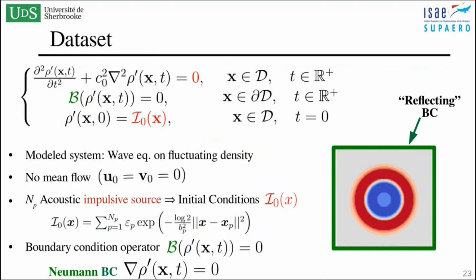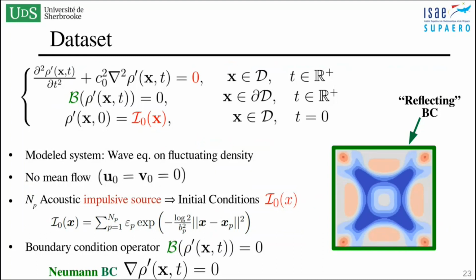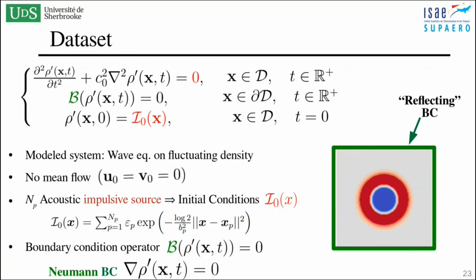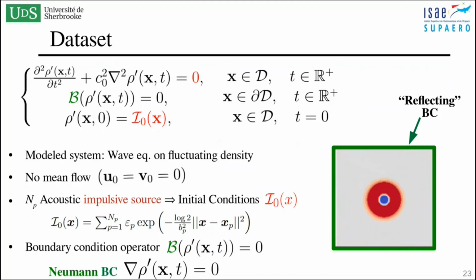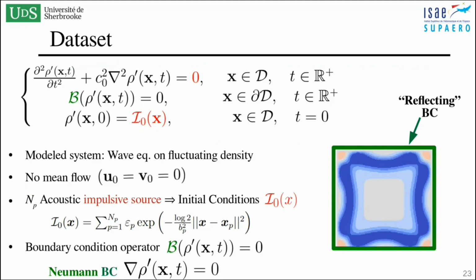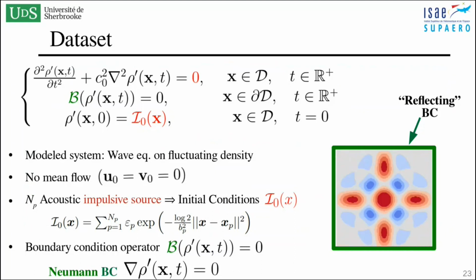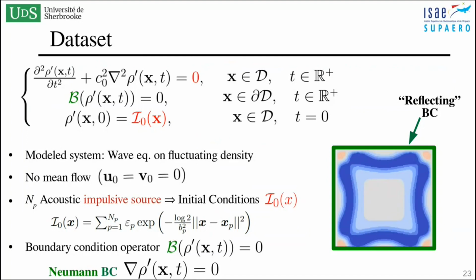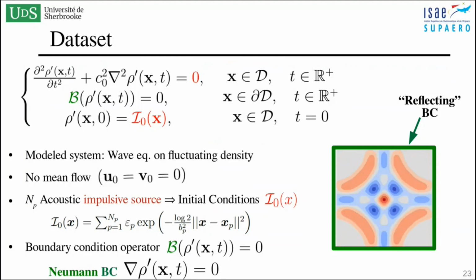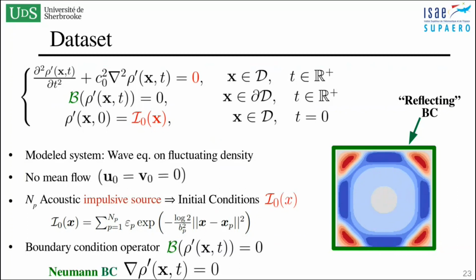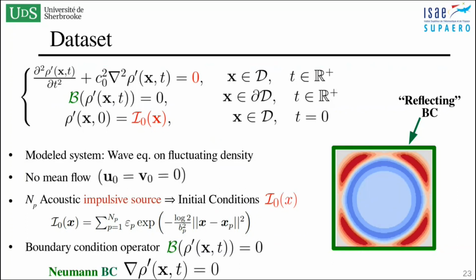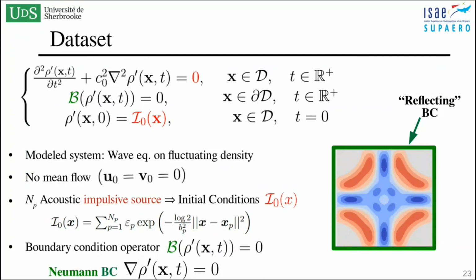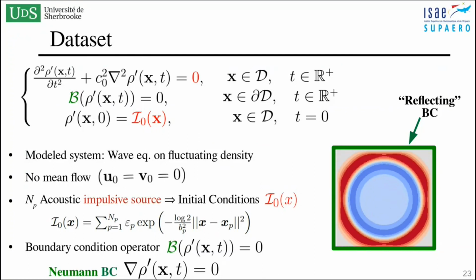We are not going to impose any right-hand side of the wave equation, and therefore the acoustic source is considered through these initial conditions, so this Y0. Finally, the boundary conditions are set as von Neumann boundary conditions, so these are reflecting types. Finally, for the initial conditions, we set a random number of acoustic Gaussian pulses in the domain.